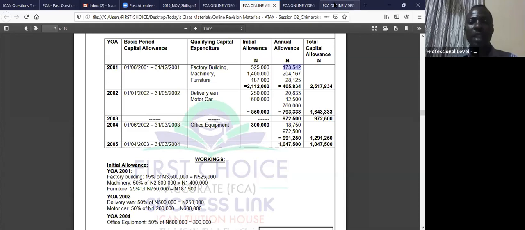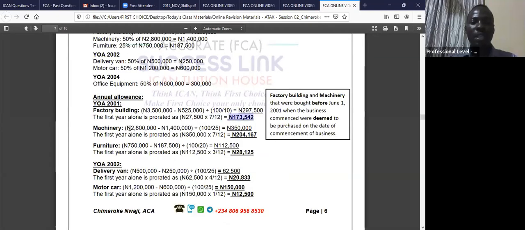Now let's get down to the second one, machinery. This is your cost. This is your initial allowance. You get your numerator. The rate, the percent. And since it is 25%, it means that you have to say 100 divided by 25, which will give you 4 years. So 4 years is your denominator. So this minus this will give me 1/4. 1/4 divided by 4 is going to give me 350,000. This is what is supposed to be charged every year. But for the first year, you're going to prorate it for 7 months. So that gives you this figure. And that's what we wrote here, this figure.